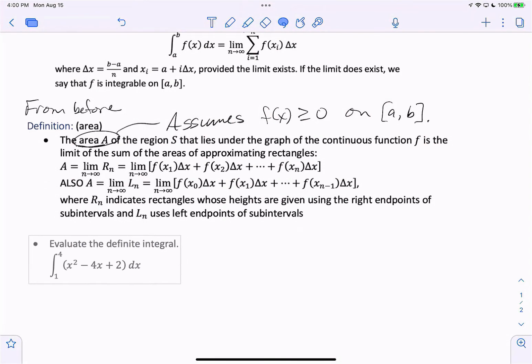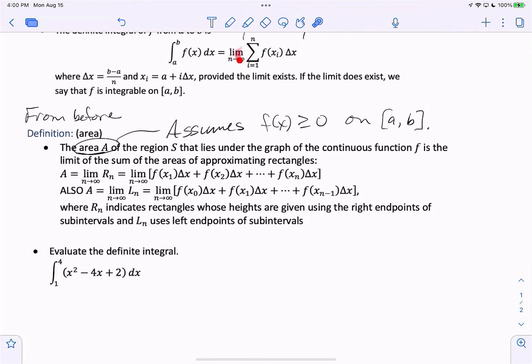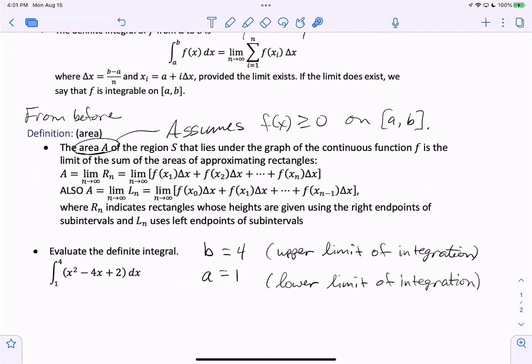We're going to evaluate the definite integral from 1 to 4 of x squared minus 4x plus 2 dx, and we're going to do so using this limit definition. Let's start out with a and b. A is what we call our lower limit of integration, in this case 1, and b is our upper limit of integration, in this case 4. They're also the endpoints of the interval over which we are integrating.